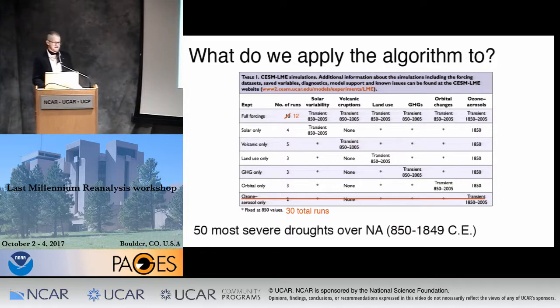In each of these runs, we're going to calculate PDSI. We're then going to throw this algorithm at it over North America. So we're going to look at the full North America for the last 1,000, well, not the last 1,000 years, but from 850 to 1849, so before the rise of anthropogenic greenhouse gases. And we're going to identify the 50 most severe droughts using that metric in each of these simulations. So in total, we're going to be looking at 1,500 different droughts across all of these runs.